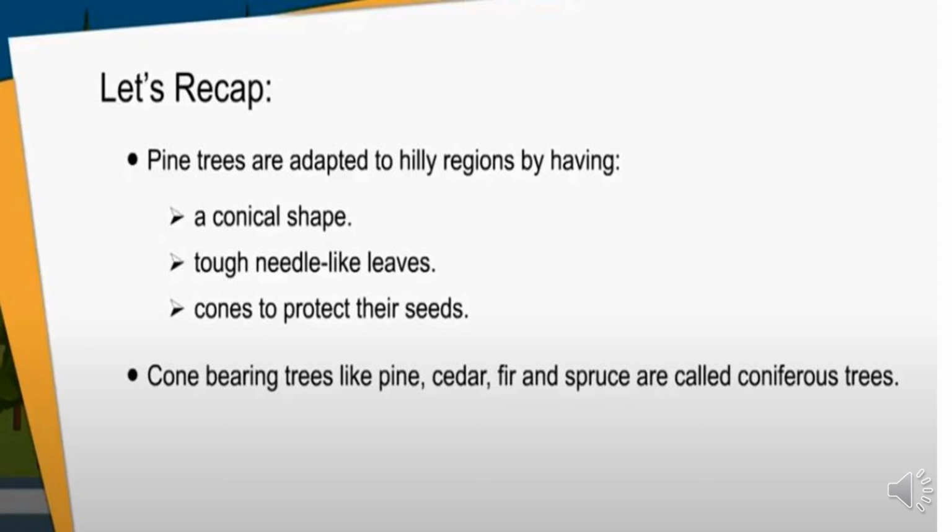Instead of having broad and flat leaves, these trees have needle-like leaves. And these trees do not bear flowers. Instead of flowers, they have cones. And the cones contain seeds and protect them. So children, these cone-bearing trees like pine, cedar, fir and spruce are called coniferous trees.